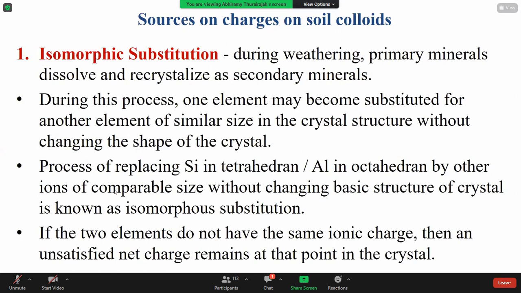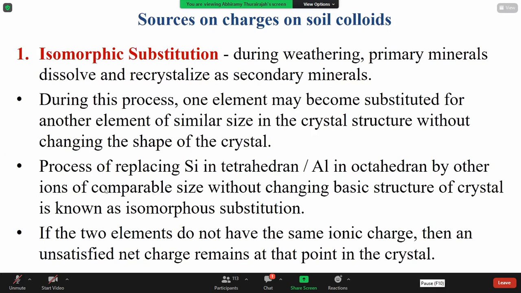If we tell it more technically, we can say that it is the process of replacing silicon in the tetrahedral. What do you mean by tetrahedral sheet? One silicon atom surrounded by how many oxygen atoms? Four oxygen atoms. Four oxygen atoms, that is the silicon tetrahedral. Then the aluminum octahedral means one aluminum atom surrounded by six oxygen atoms, that is the aluminum octahedral, right?